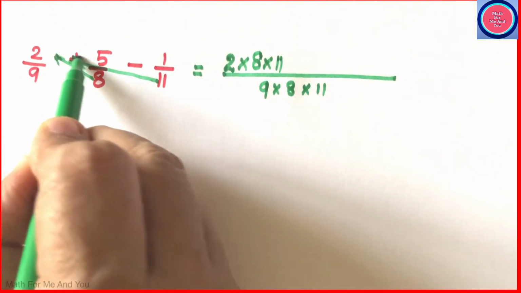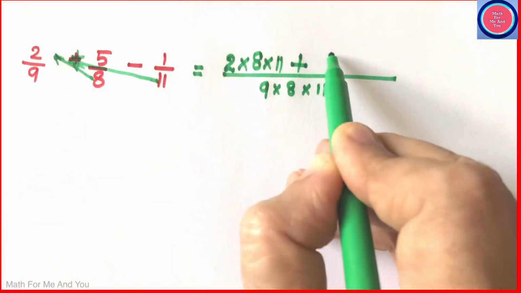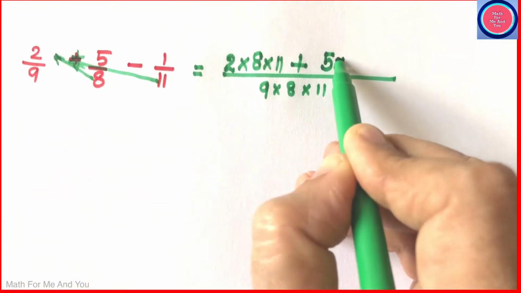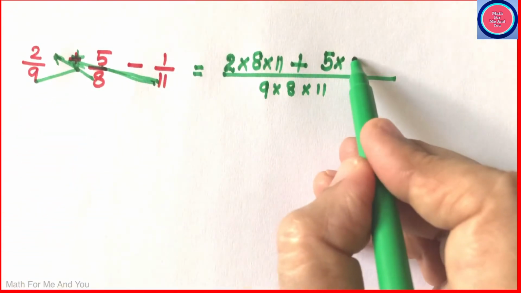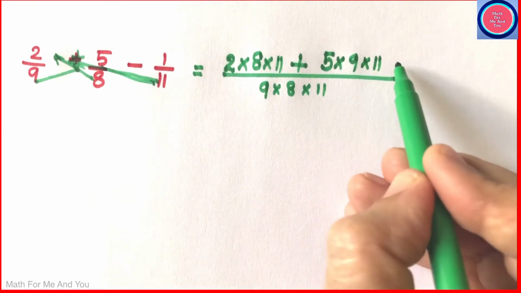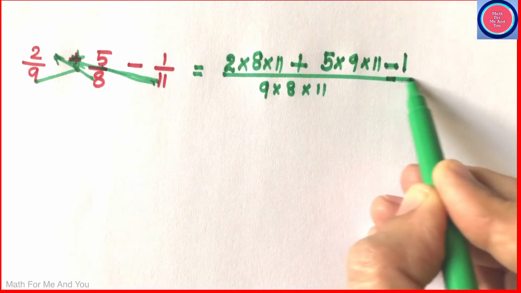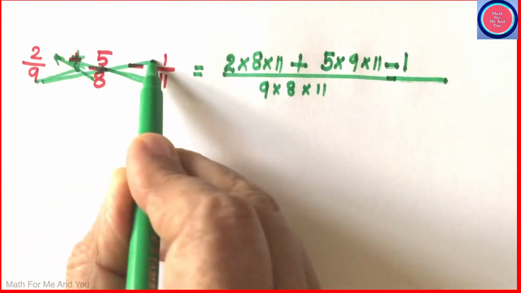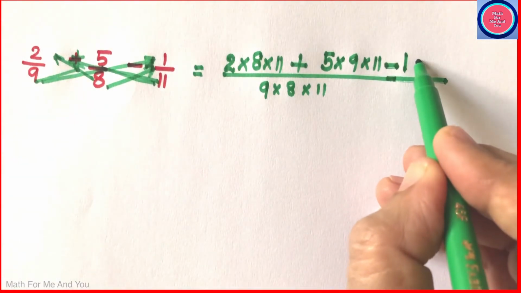Next term, plus. So we write the same addition sign. Then 5 we write. With the 5, which 2 numbers do we multiply? Yes, 9 and 11. 9 times 11. After this, you can see the third operation is subtraction, minus. 1 times 9 and 8. 9 times 8.